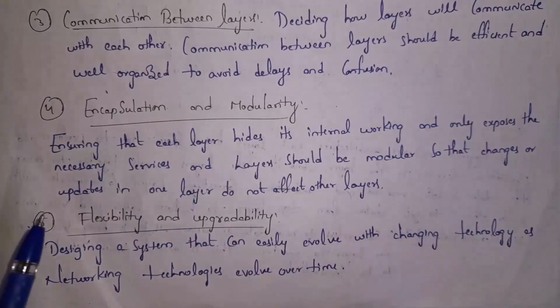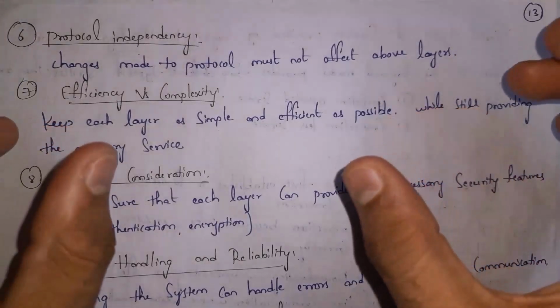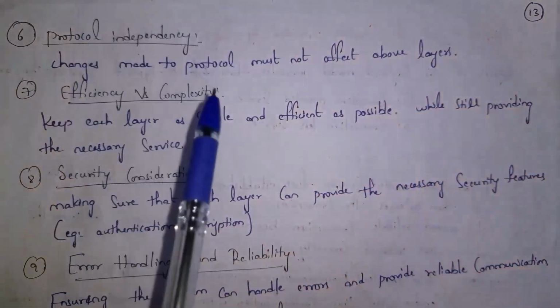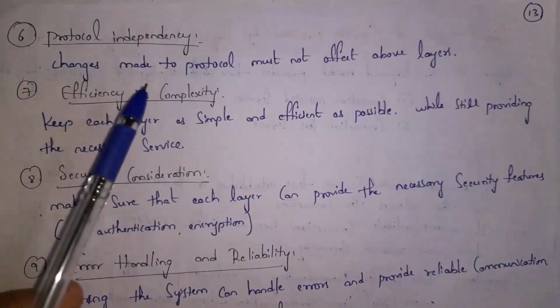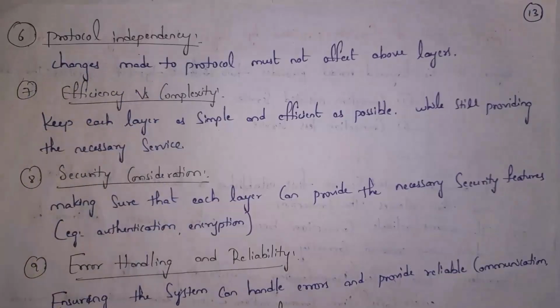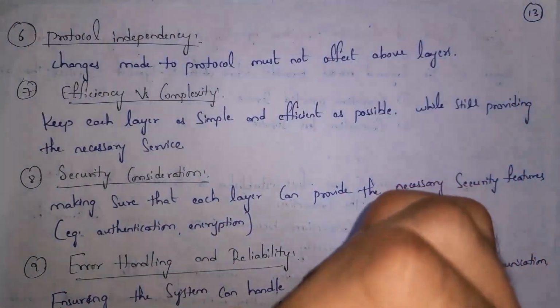And the fifth one is flexibility and upgradability. Guys, networking is improving day by day. We need to design a network system that can adapt to changes based on new technology. And the sixth one is protocol independence. As two layers will communicate with each other using a protocol, changes made to the protocol must not affect the layers. And the seventh one is efficiency versus complexity. Thus, each layer must be very simple. And even though it must be simple, it must provide all necessary services.